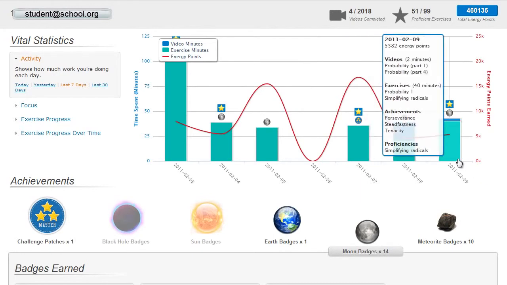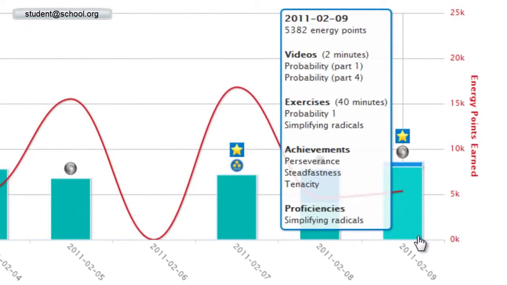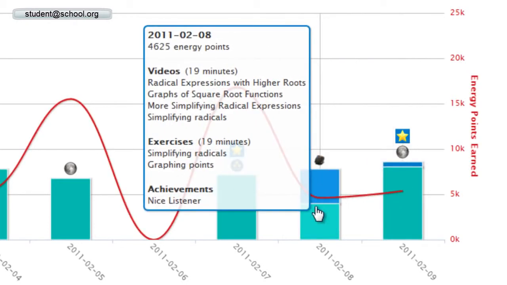This light green color shows the time spent. The height is the time spent on videos on that day. Or sorry, the time spent on exercises on that day. And the navy blue shows the time spent on videos. And these show the highest badge achieved, and the proficiency achieved that day. When you scroll on top of it, it gives you more detail on what happened on that day.